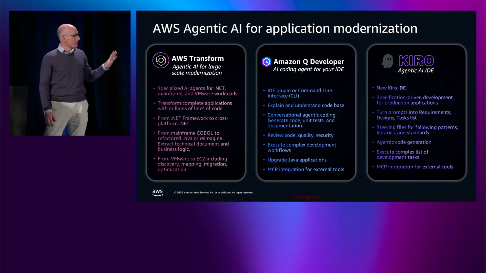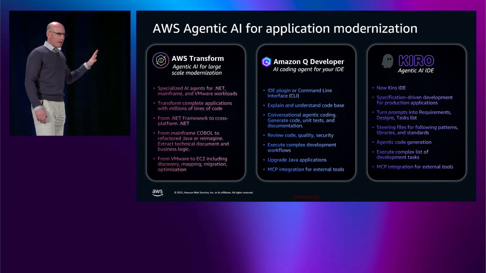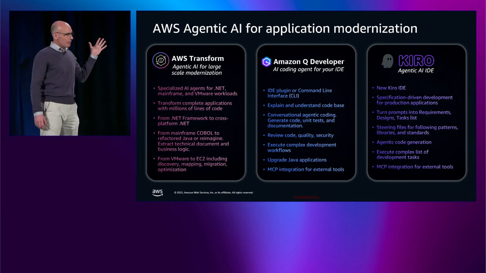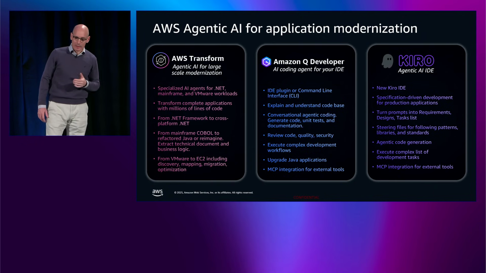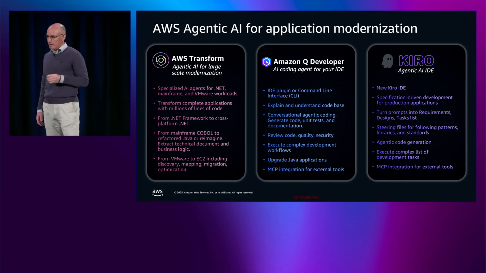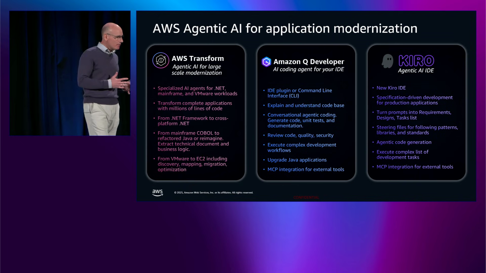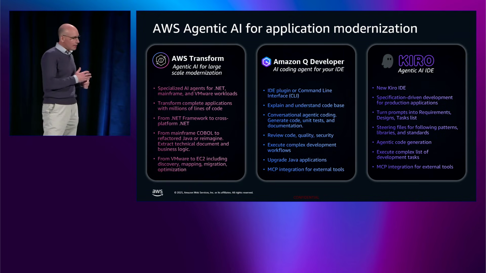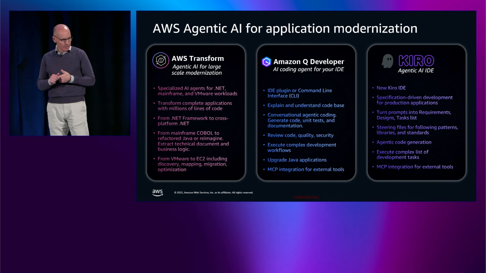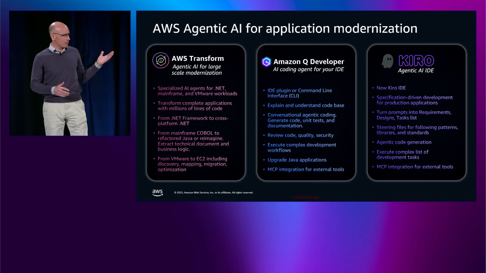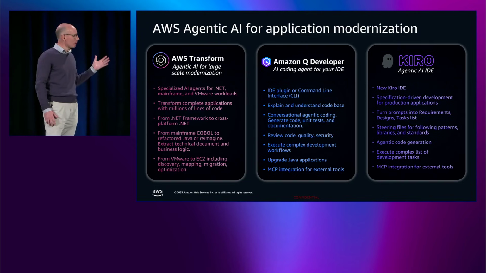So here I want to showcase some of the capabilities that AWS provides for application modernization that are agentic. First, I'm going to start with AWS Transform. AWS Transform is an agentic AI service for large-scale modernization. It has expert agents that can do mainframe modernization to the cloud. It can do .NET modernization as well. It can do VMware to EC2 modernization. And we've just introduced on Monday also custom transformation through AWS Transform.